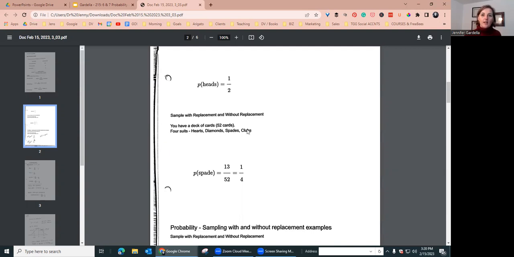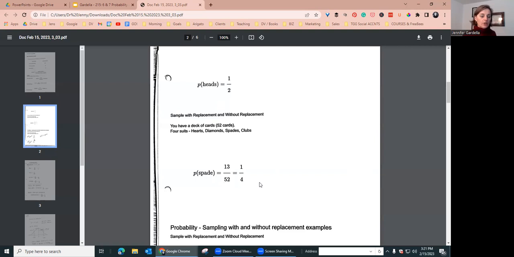Your probability of pulling a spade is 13 over 52, or 1 over 4. You can also say 0.25 or 25%. Great ways to say them too. So 4 suits, how did I get the 13? There's 4 suits. 52 divided by 4 is 13. 13 over 52, a 1 in 4 chance.